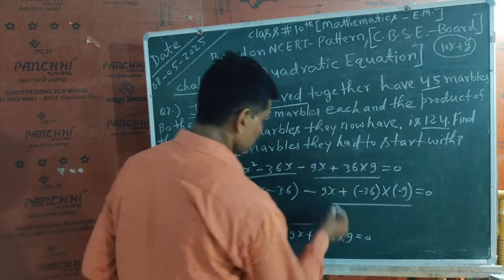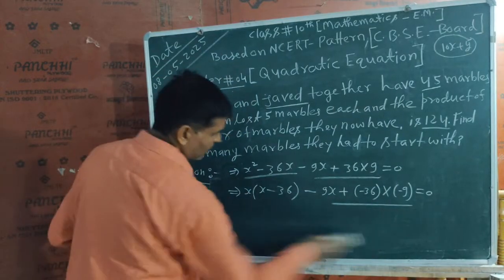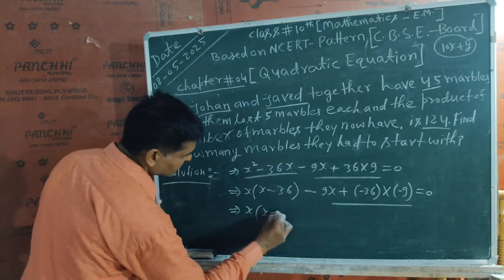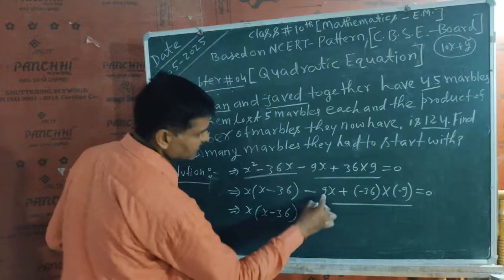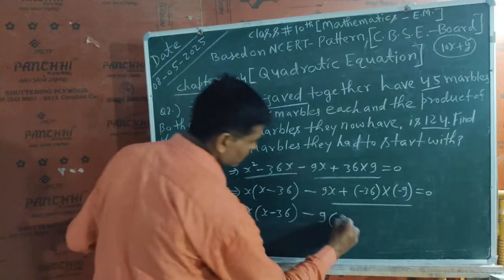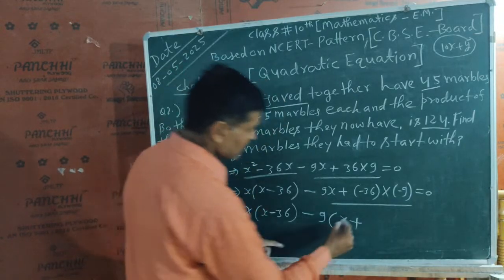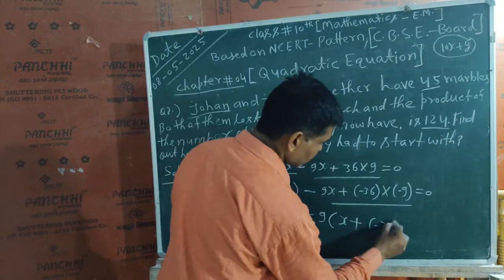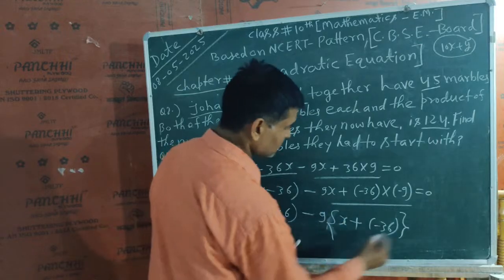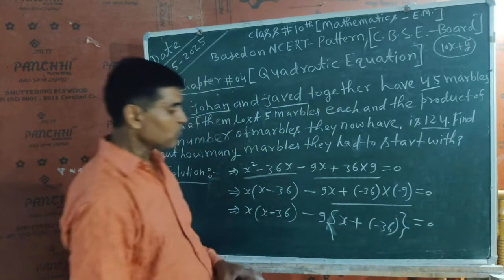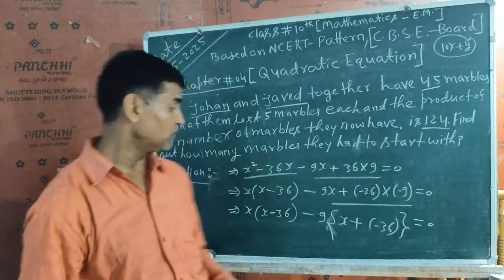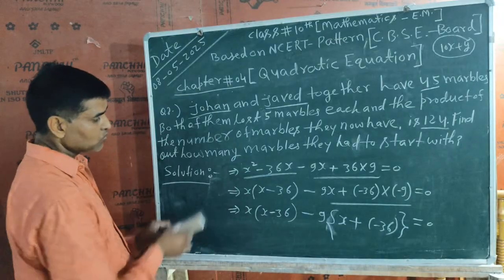Okay students, so further I am going to take this also from now. I am writing the same data here, x minus 36 minus, here I will take minus 9 common. So I will take minus 9 common, so here will be plus, and in the bracket minus 36, and here I will use a curly bracket, which is equal to 0. Now further I will put plus; multiplication of plus and minus will become minus.